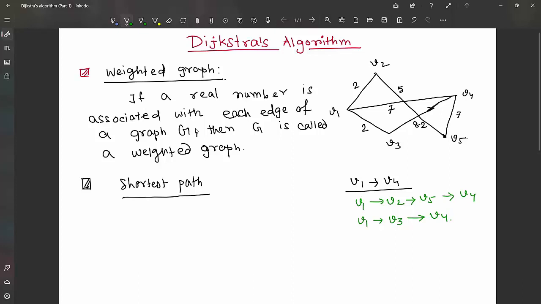So there are many paths available to go from one vertex to another vertex, and among these paths, the one with the minimum weight is called the shortest path. And basically Dijkstra algorithm is an algorithm by using which you can find the shortest path and the distance of this shortest path. That means the weight of the shortest path, which is called the shortest distance.